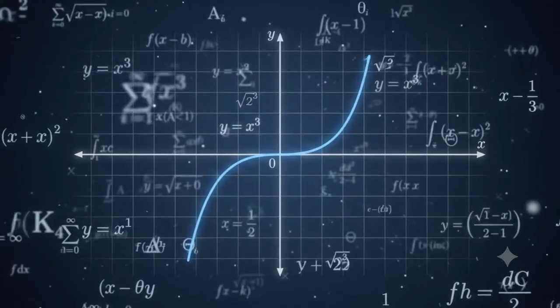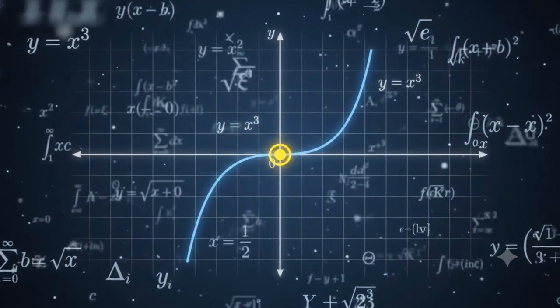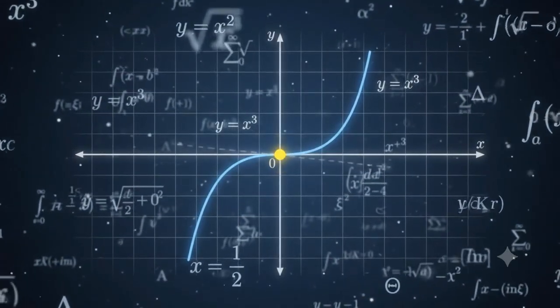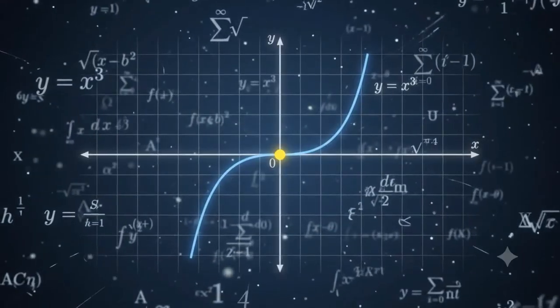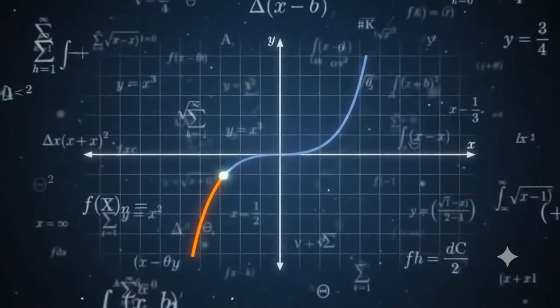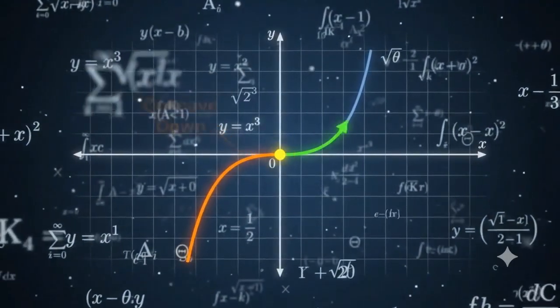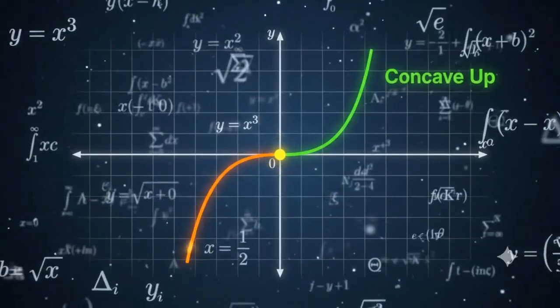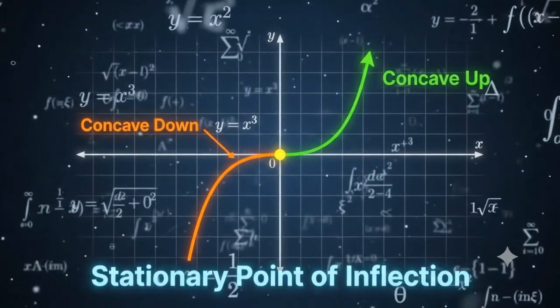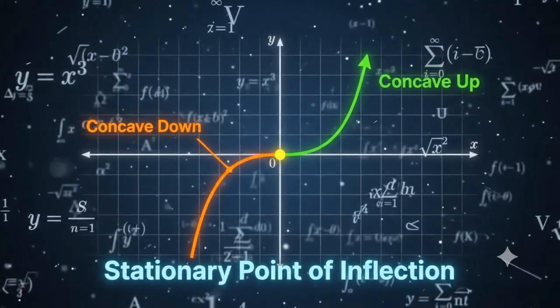Notice that the graph passes smoothly through the stationary point, instead of turning. The tangent is horizontal at the origin. The curve changes from concave downward to concave upward. This confirms that the point is a stationary point of inflection, not a local maximum or minimum.